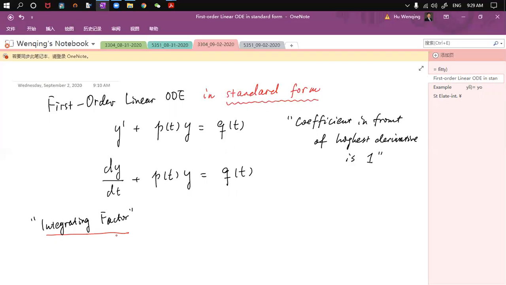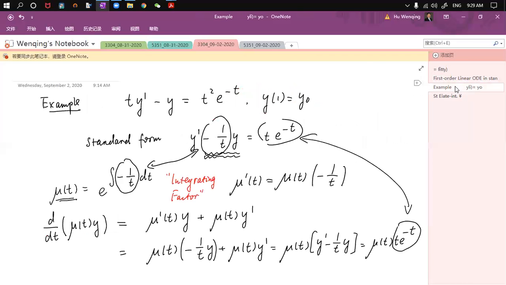For example, today there are two keywords. One is standard form. By standard form, it means the coefficient in front of the leading derivative of the equation is 1. And another keyword we talked about today is integrating factor. Remember, integrating factor follows from standard form. You put the equation in standard form, and you read the coefficient in front of y instead of y prime. Y prime has coefficient 1.